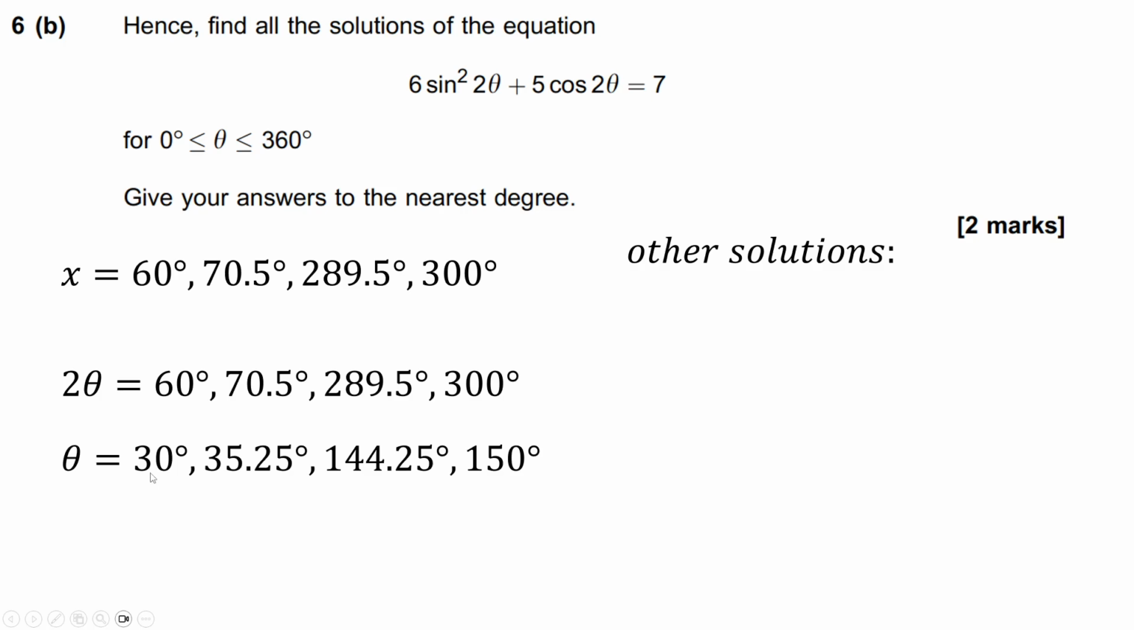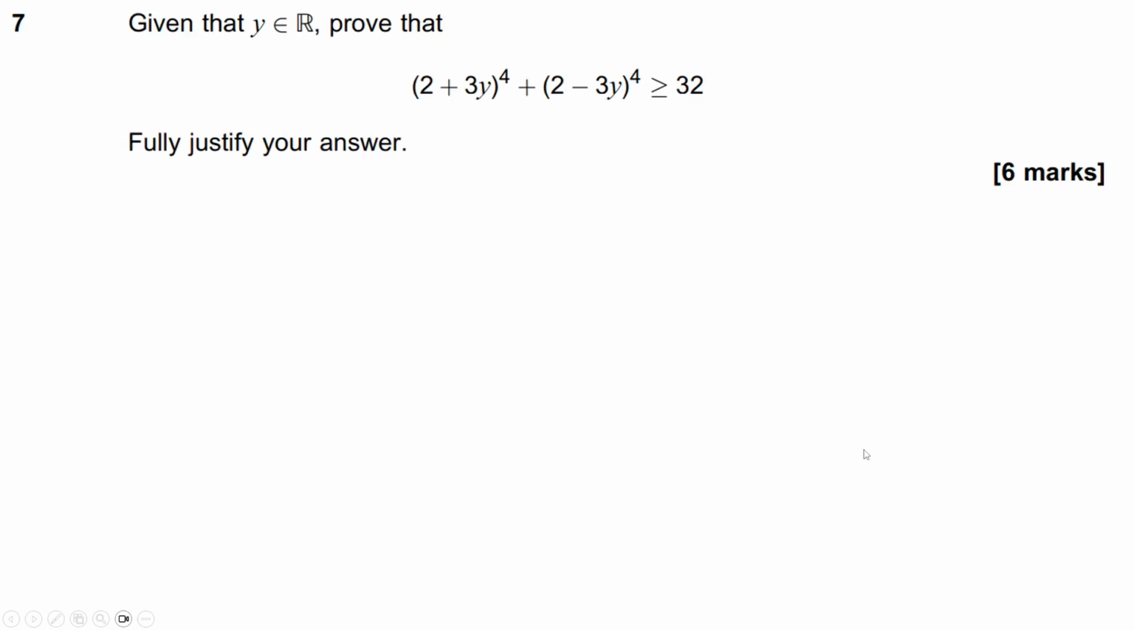Obviously, if you did minus 180 from each of these, you'd go into negatives, but that's not within the range. So yeah, just do that. So do 180 plus all of these because you're going into the next period of the graph, if you imagine that. And then just keep on doing that until you get all the answers within that range.